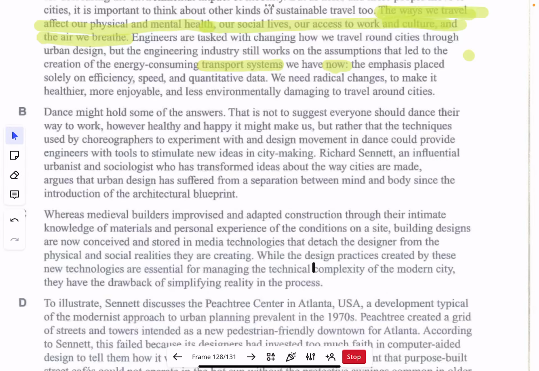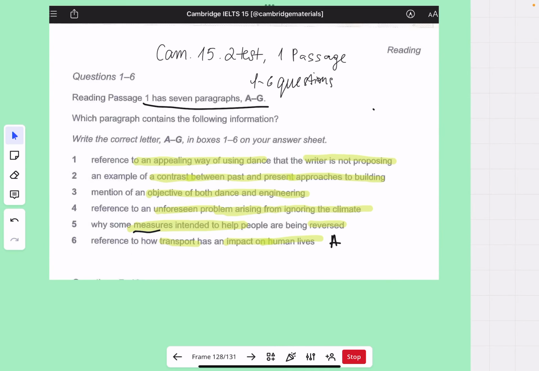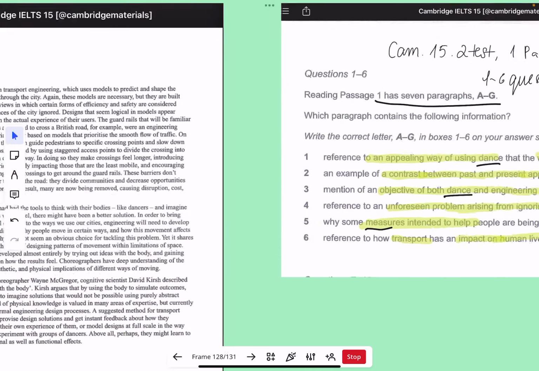Dance might hold some of the answers. Okay, there's a dance. Okay, look at this. How many dance? Like, dance is used here. Dance. Dance. Okay, so it may have this or that one. Yeah, it may be like 1 or 3.